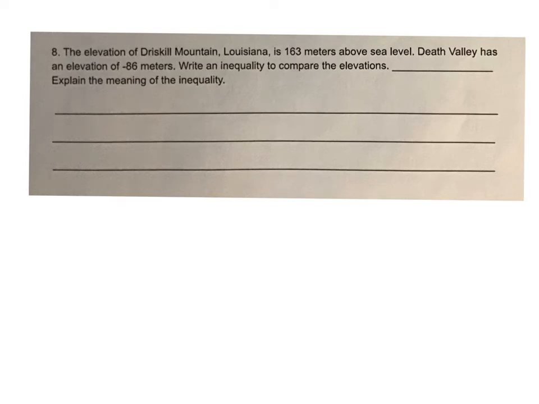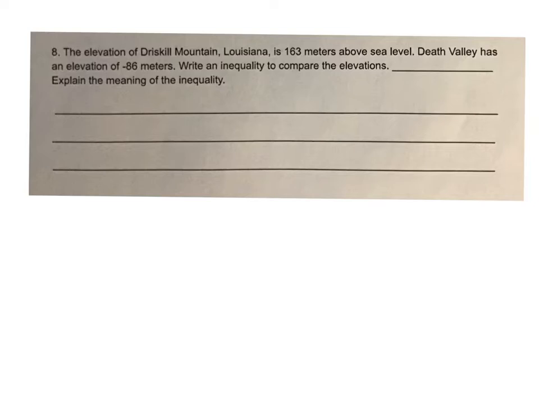Okay, the elevation of Driscoll Mountain, Louisiana is 163 meters above sea level. Above sea level. Okay. And Death Valley has an elevation of negative 86 meters. We're going to write an inequality to compare these elevations. Okay, so we got to figure out if they're positive or negative.